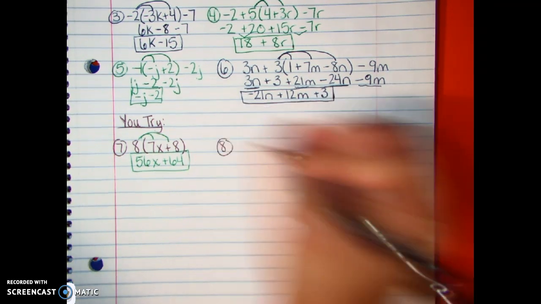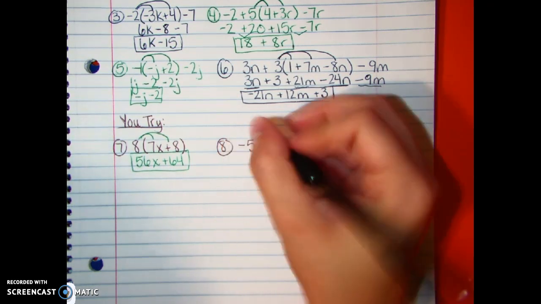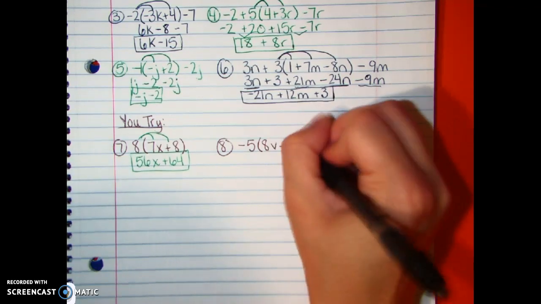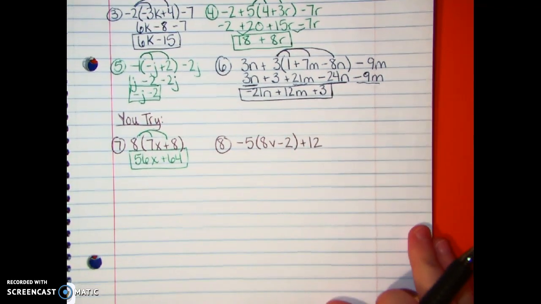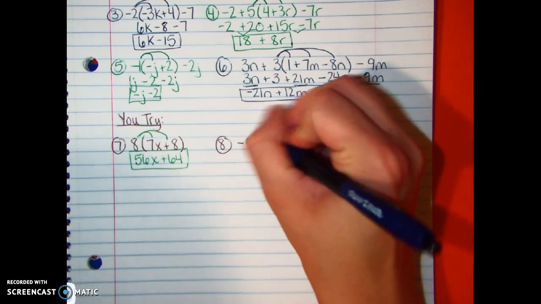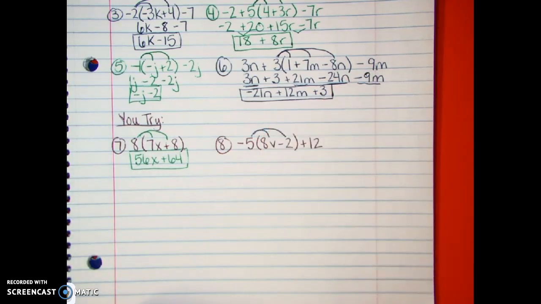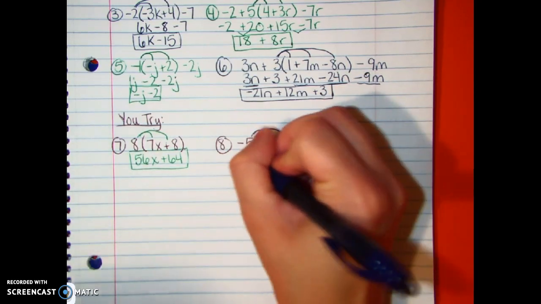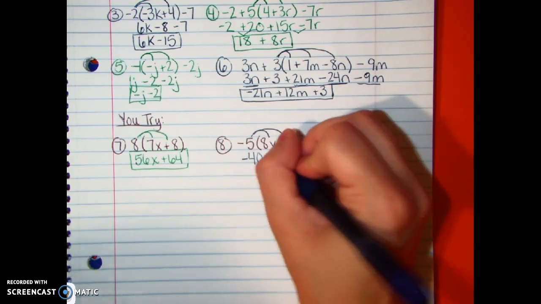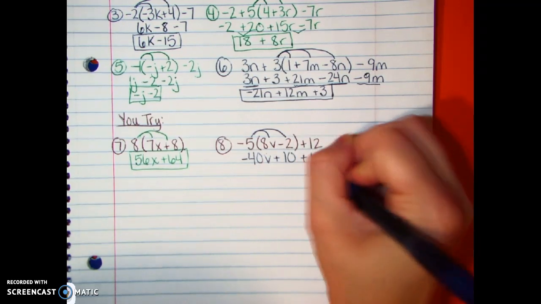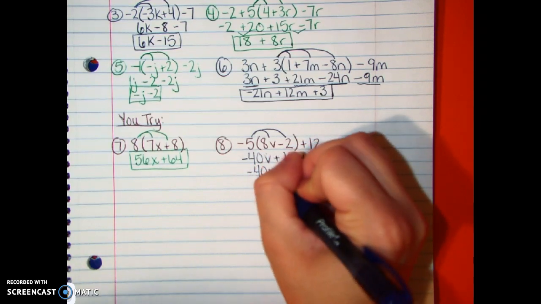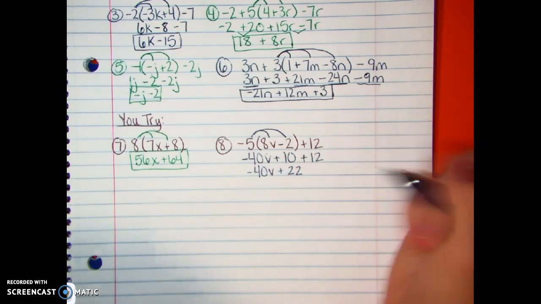Let's do number 8. Negative 5 times 8v minus 2, and then plus 12. So go ahead and try that one. For this one, distribute the negative 5. Negative 5 times 8v is a negative 40v. Negative 5 times that negative 2 makes it a positive 10. Bring down the plus 12. And I'm going to combine like terms. So negative 40v plus 22.